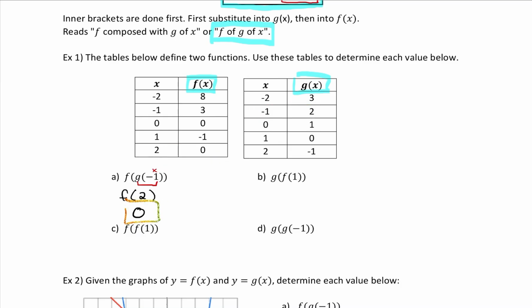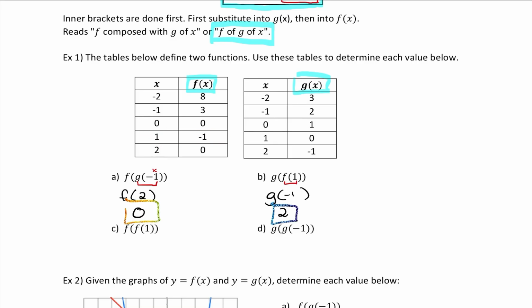All right, let's try B. Let's see if we can go a little bit faster. We're going to start with the inner function, so the g is staying the same. F of 1, go to your f of x, find where x is 1, and take the matching y value, which is negative 1. Now we're going to go to our g of x table of values, and on that table of values, we're looking for an x value of negative 1, and that gives us a y value of 2, and that's our final answer.